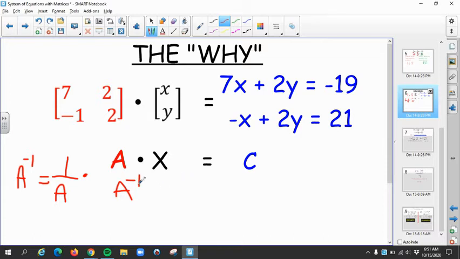If I do it on the left side, I need to do it on the right side. And here the order matters. Make sure you're careful with that. So I'm going to write the inverse of A first, and then my other matrix second. That's the Y. So now let's actually get to it.